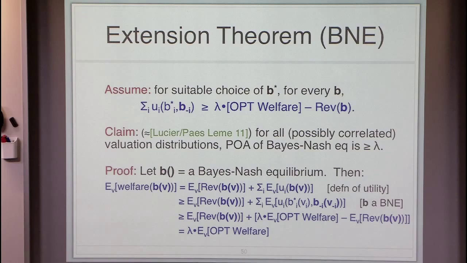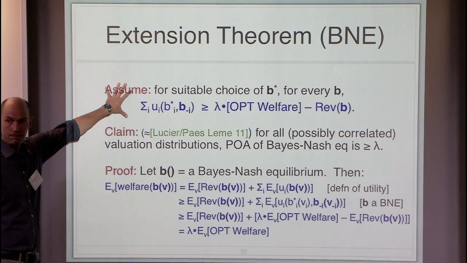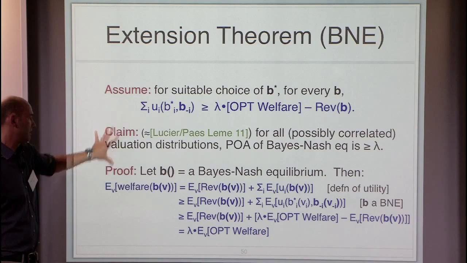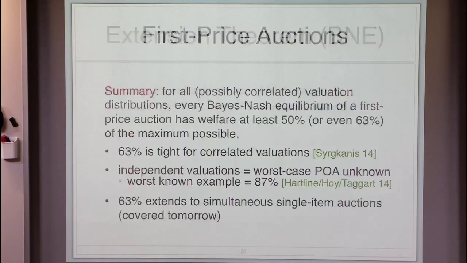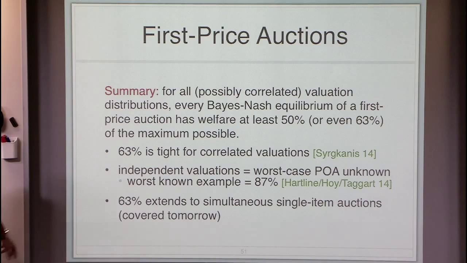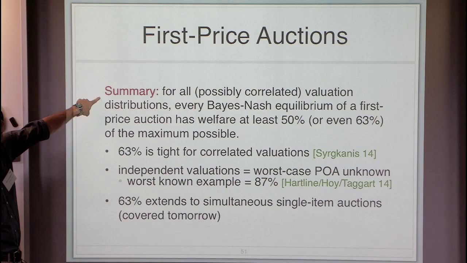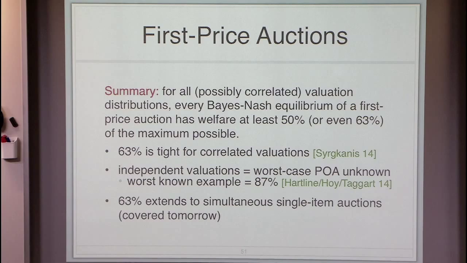So in other words, this is an extension theorem which says if you prove a smoothness inequality of this form, it easily implies a bound of lambda on pure equilibria of every full information game, but in fact, by this argument, it more generally implies a bound of lambda on the Bayes-Nash equilibria for every possible prior distribution. So chaining those two facts together, we've learned the following. For every single possibly correlated valuation distribution, for every single Bayes-Nash equilibrium of a first price auction, the expected welfare at that equilibrium is at least half, or even at least 63% with the optimization, of the maximum possible, as if you were always selling to the highest value bidder.